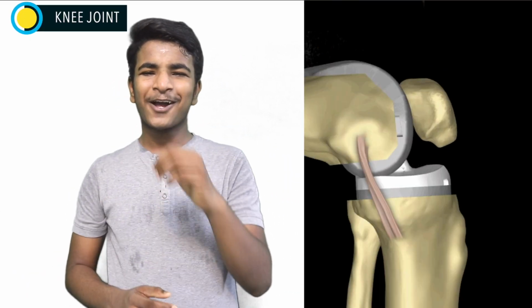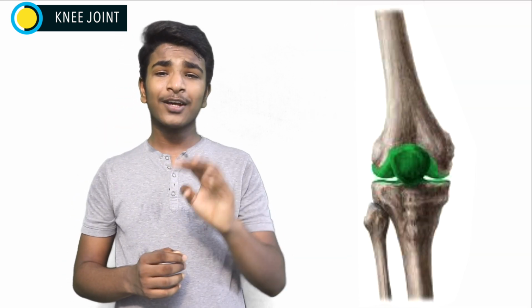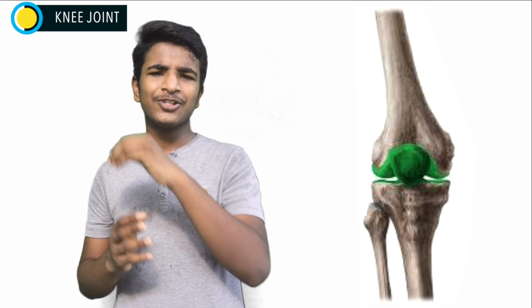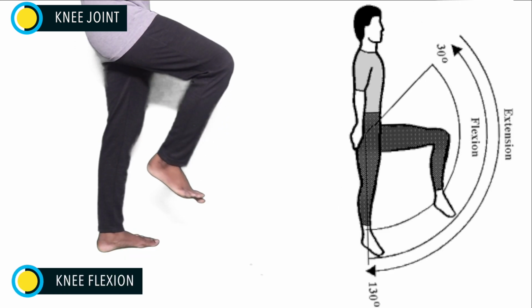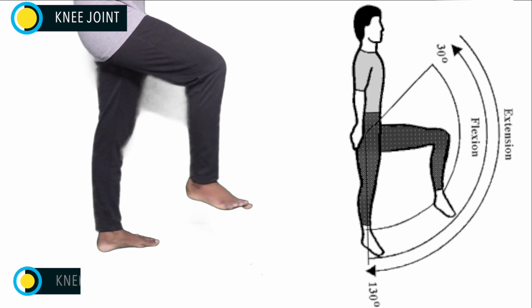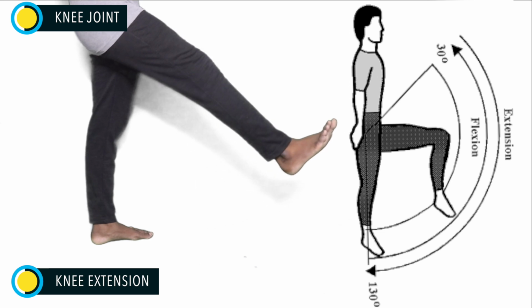So now let's talk about the second joint, which is knee joint. In knee joint there are 4 types of movement, which are flexion and extension and lateral rotation and medial rotation. In knee, flexion refers to decreasing the angle between 2 body parts, and knee extension means increasing the angle between 2 body parts.